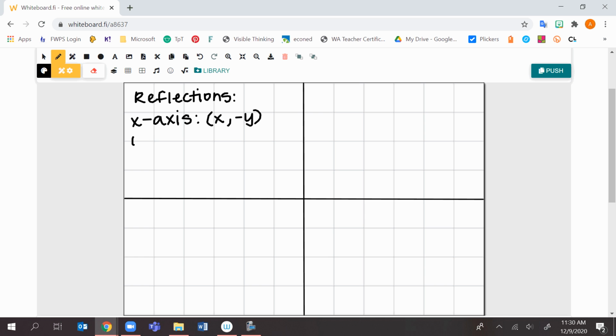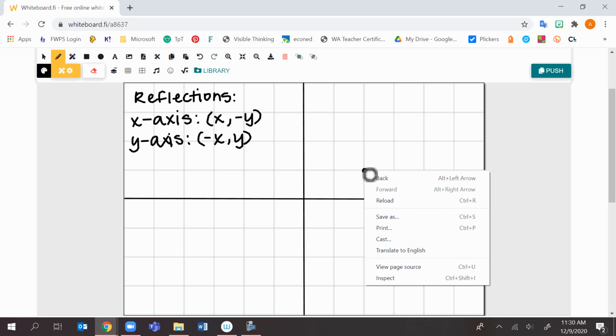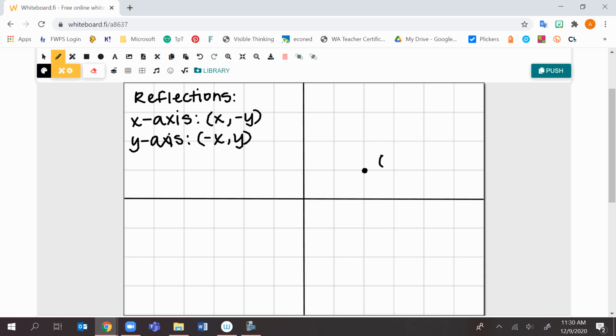Versus if we did a y-axis reflection, we're going to see that the x values change sign, while my y values stay the same. So let's take a look using the point again, 2, comma, y.